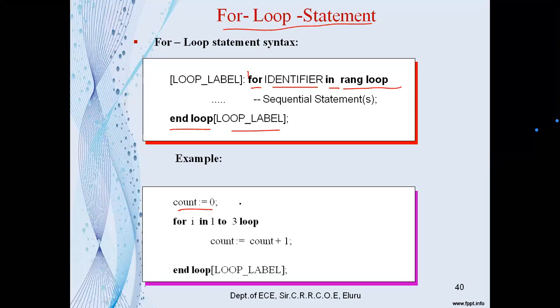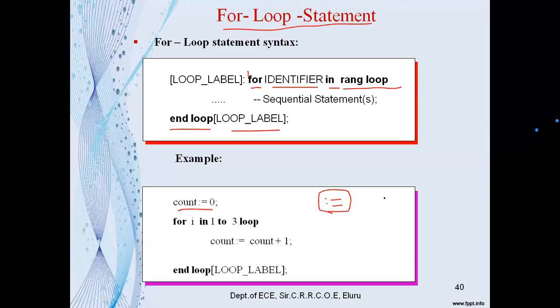Is this a signal or a variable? Variable. Right, it is a variable here. So why is it a variable? Because it has a variable assignment operator. Wherever you see this, this is a variable assignment operator.